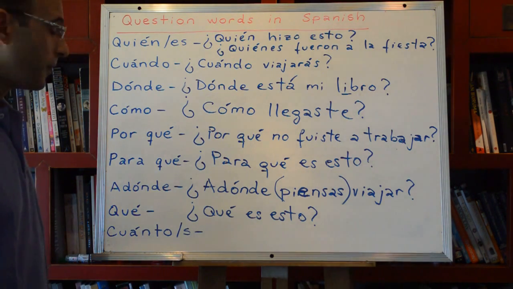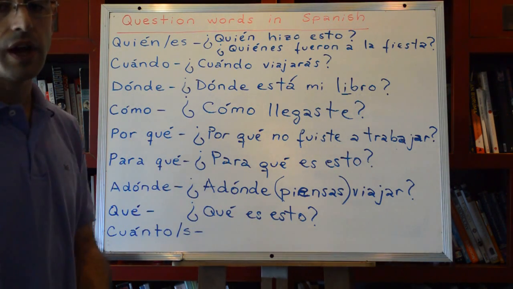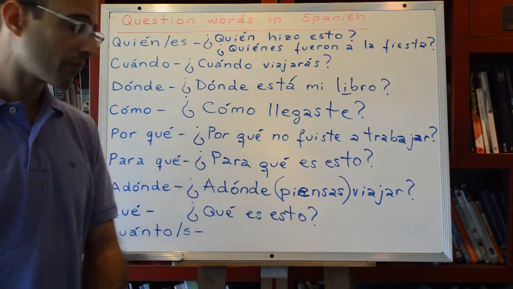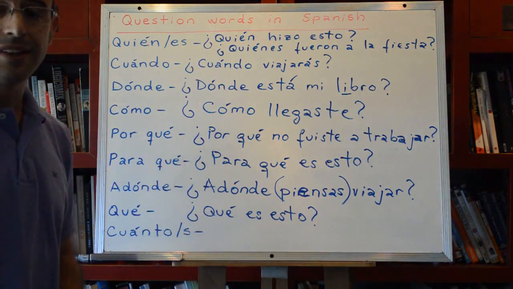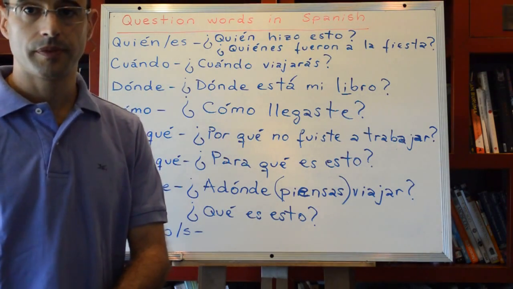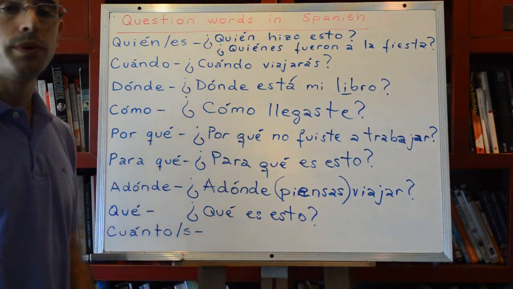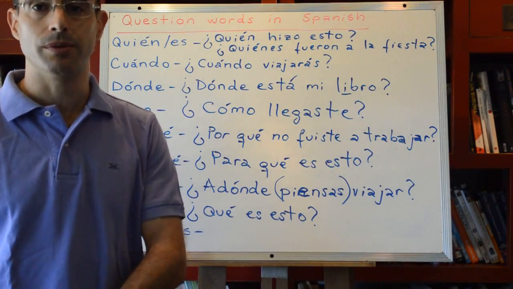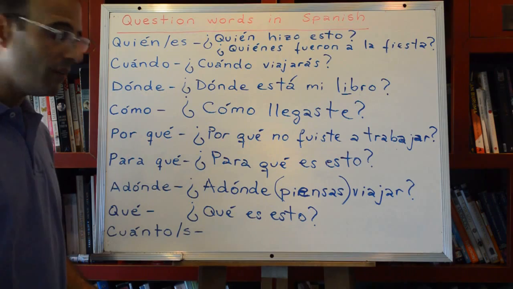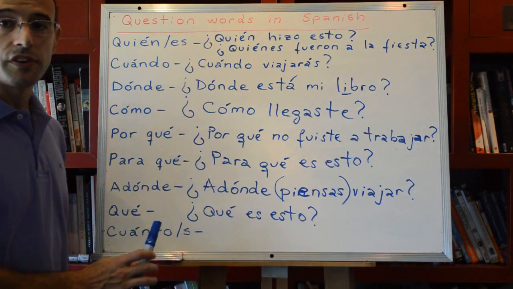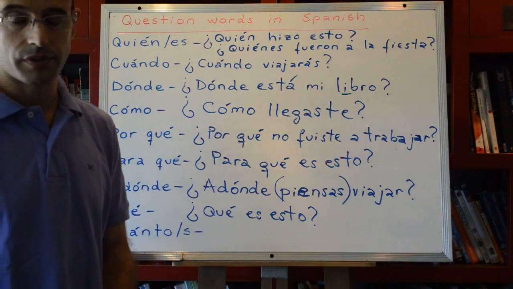The last one, cuánto or cuántos. This means how many or how much. So, cuánto, without the S at the end, is for uncountable, how much. And with the S at the end is how many, for countable, okay? To remember this easily, remember that plurals in Spanish carry an S at the end.